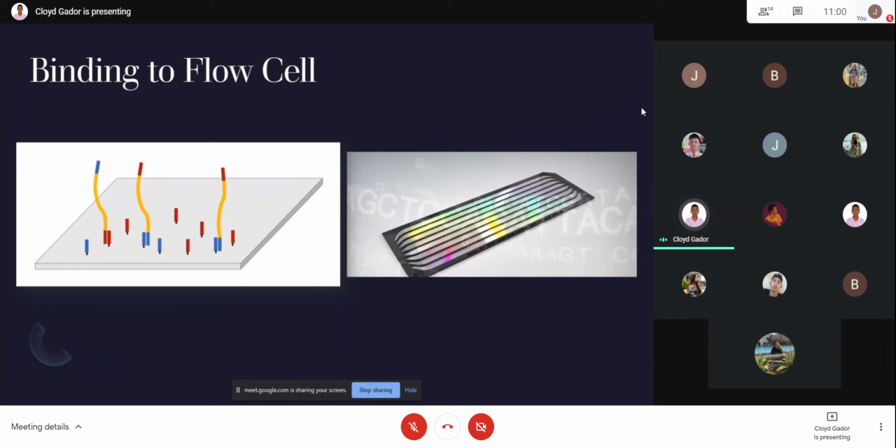All the DNA fragments are now applied to the chip, which is termed the flow cell. As you can see in the simple example on the left, there are two types of complementary sequences, the 3 prime and the 5 prime, colored red and blue, and the DNA fragments will then hybridize with the flow cell, which is on the plate.